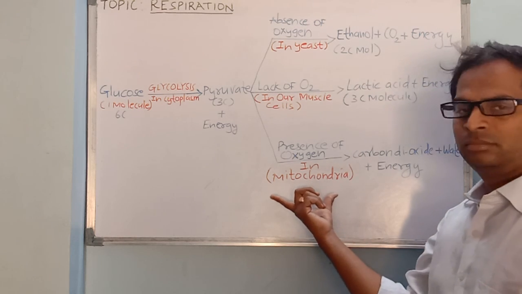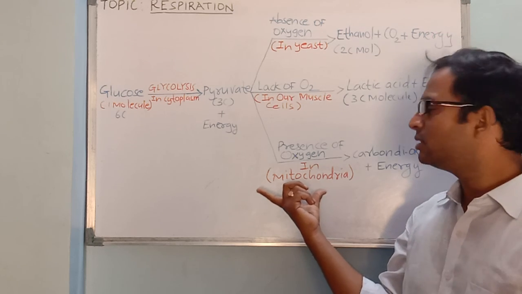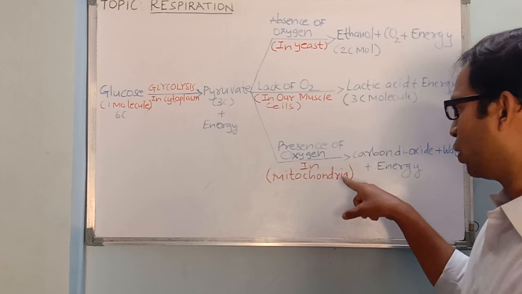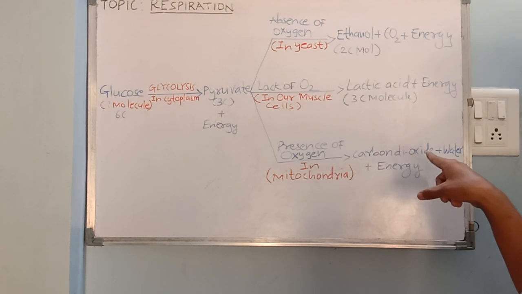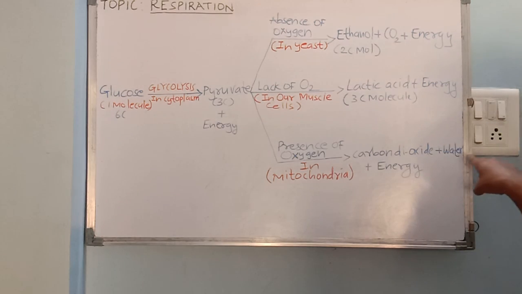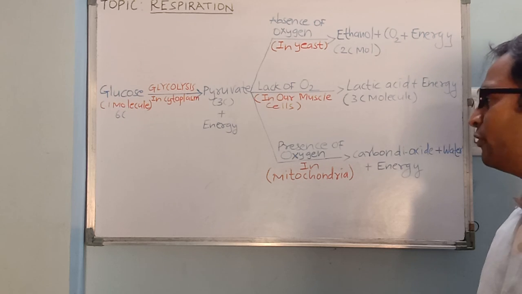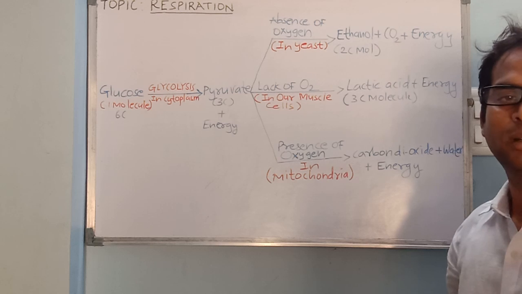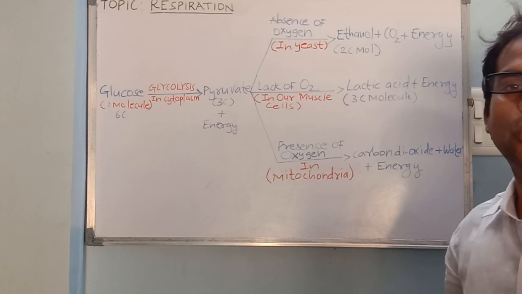And this is the aerobic respiration which occurs in presence of oxygen, and this needs mitochondria. So carbon dioxide, water and energy are formed as a result of this respiration. So you need to learn this diagram by heart. It's important from your board point of view.